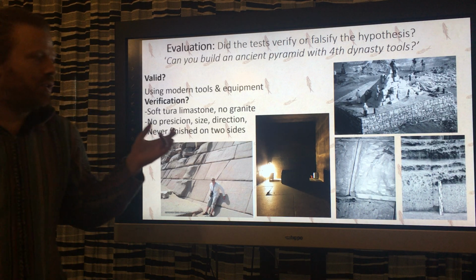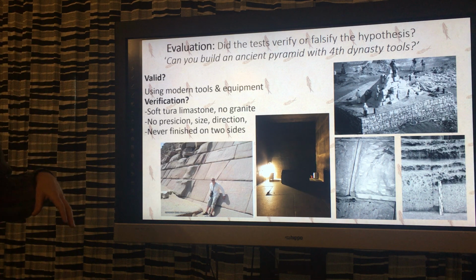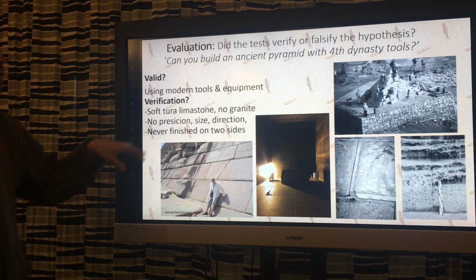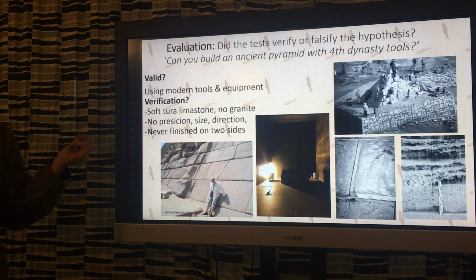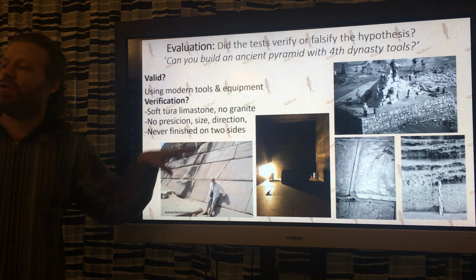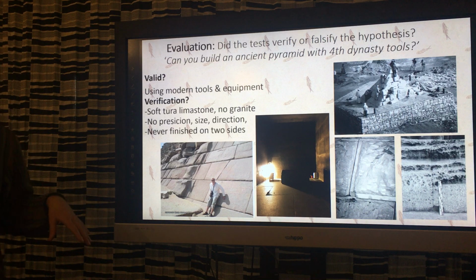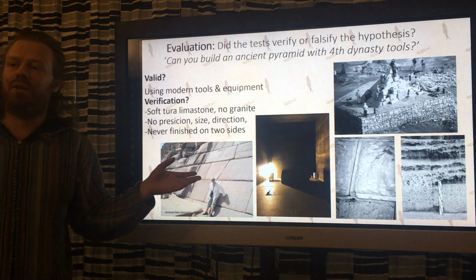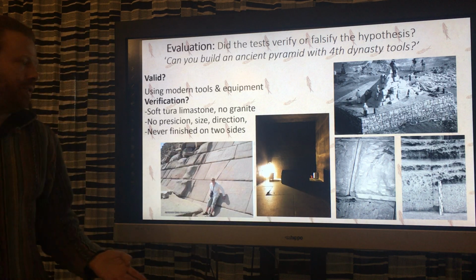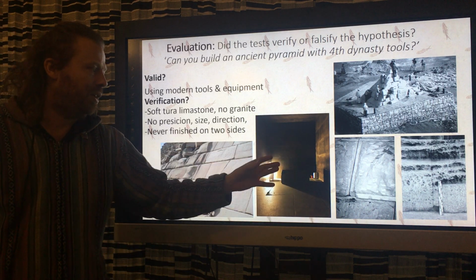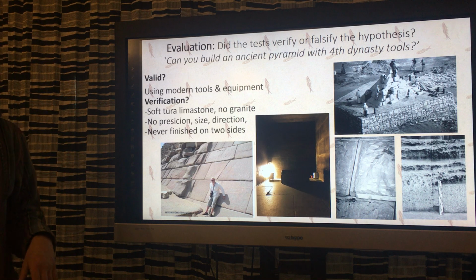I want to point out the weight of the stones. They're a little smaller, and it's all this soft limestone. No granite was used. Because here the casing of the smallest of the 3 pyramids of the Giza plateau is made out of granite casing blocks. And also the internal structure of the Great Pyramid. This is the King's Chamber, and it's made of granite blocks that perfectly fit together.